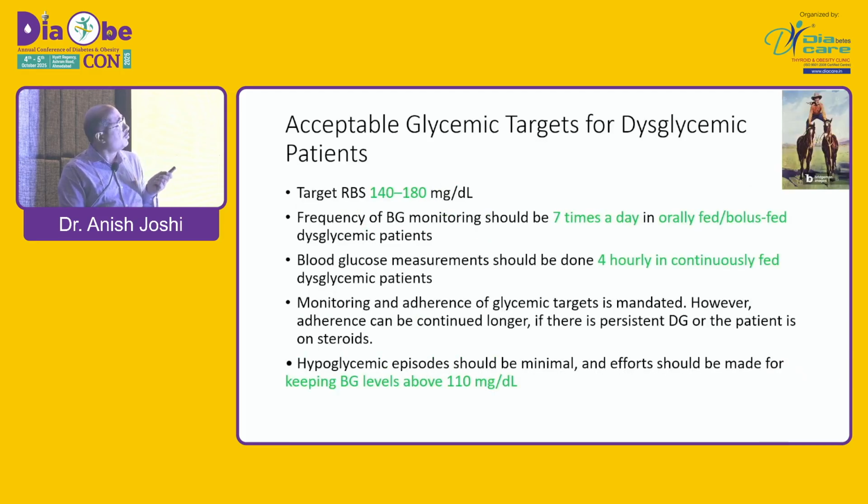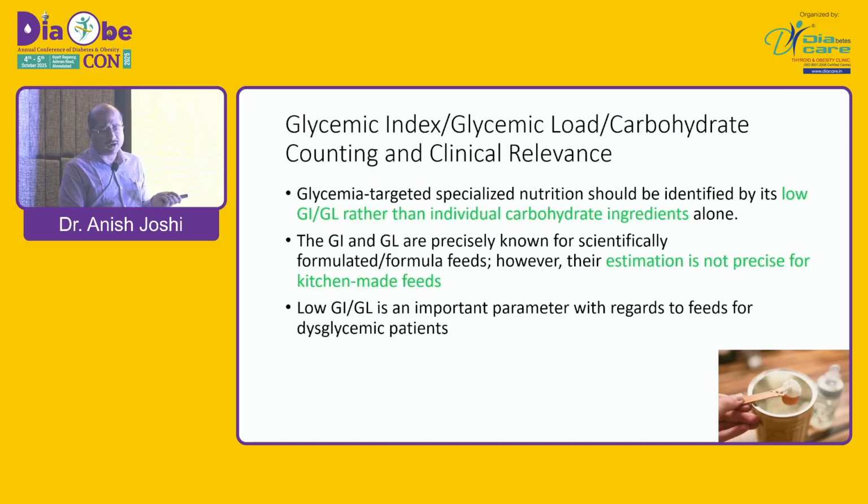The targets should be somewhere between 140 to 180. So we have to ride both the horses together, neither too low, neither too high. Generally, for a patient who is orally fed or on bolus feeding, the recommendation by the Indian Society is somewhere around 7 times a day. And for patients who are on continuous feeding, which is now generally preferred in ICU patients, the monitoring should be done every 4 hourly, and the target should be kept so that the blood glucose level is above 110. Keeping below this causes more hypoglycemic episodes, and ultimately the patients land up in more morbidity and mortality.